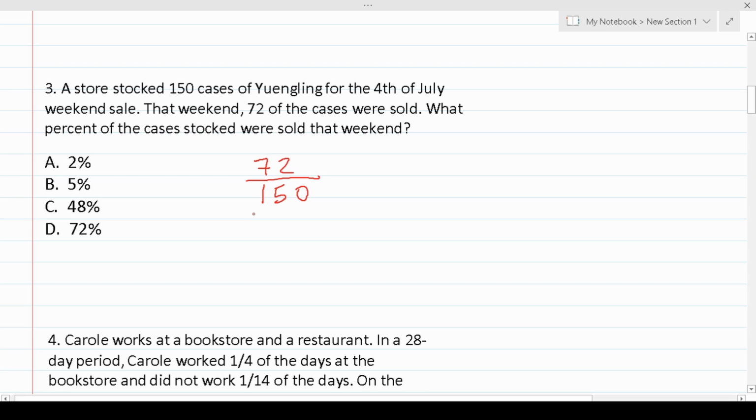You could probably do this one, given the answer choices, without working this out at all. And if you think about it, 75 is 50% of 150. Therefore, 72 is going to be about 50% of 150. If we look at our answer choices, we have 2%, 5%, 72%, and 48%. The closest one is 48%.